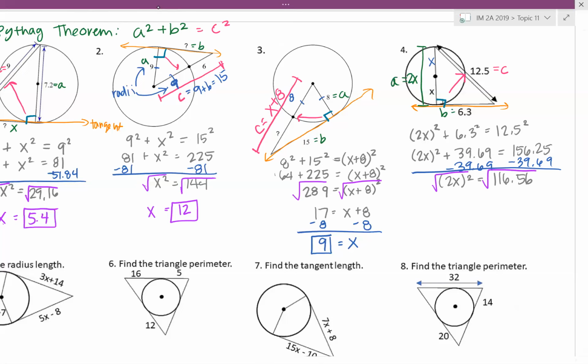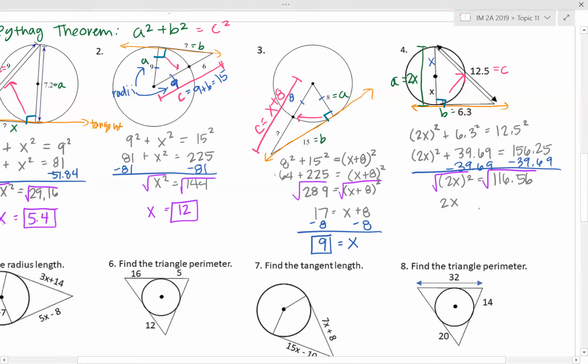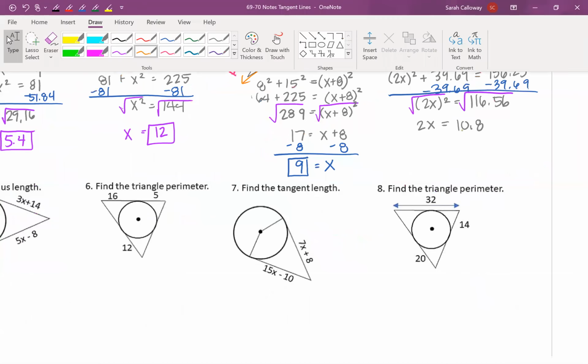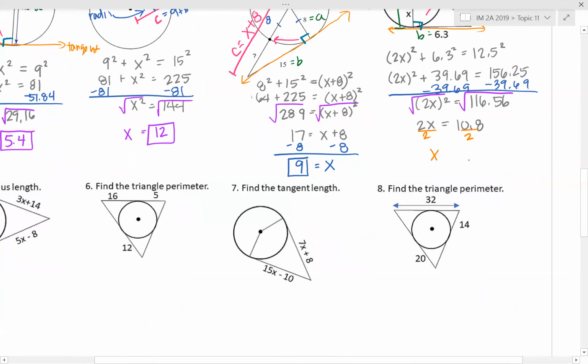I'm going to be left with 2x on the left side. So I still have an operation that I have to do in order to solve for x. And then if I take the square root of 116.56, that's going to round to 10.8. So I'm going to take that value as 10.8. And then if I divide both sides by 2, that gives us that x is equal to 5.4. And for this one, because I rounded here, I should use estimation. So an approximation of 5.4 for that answer.